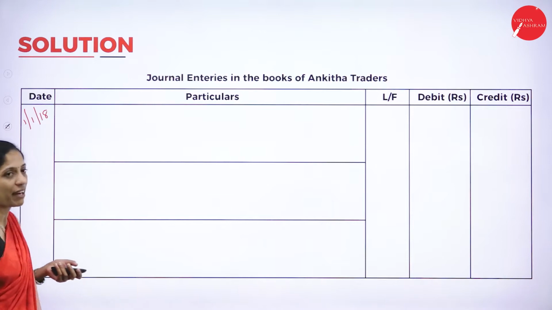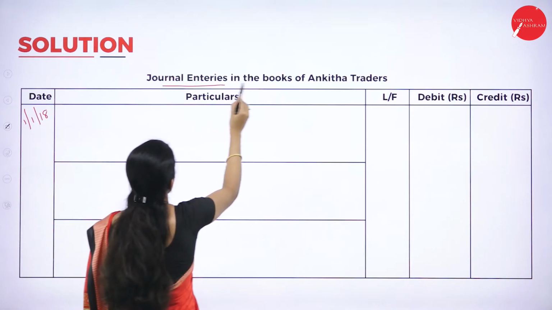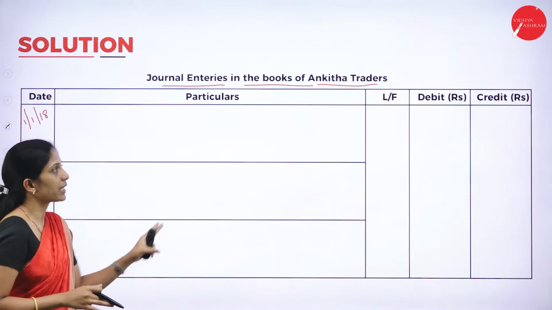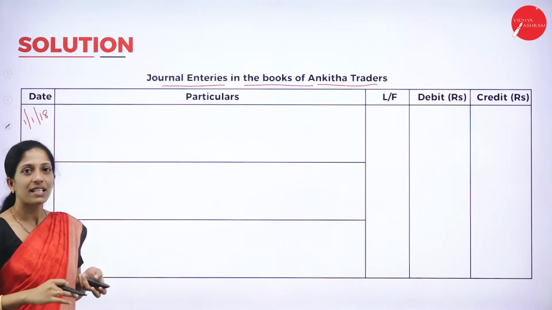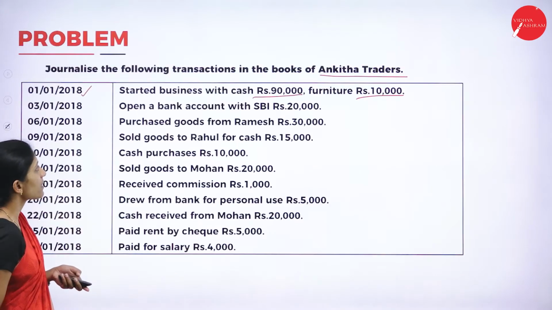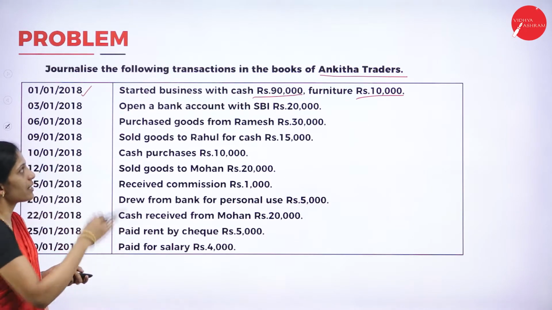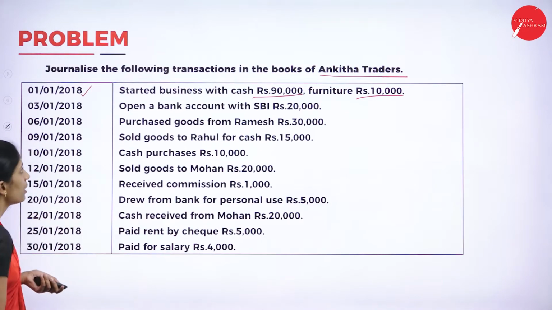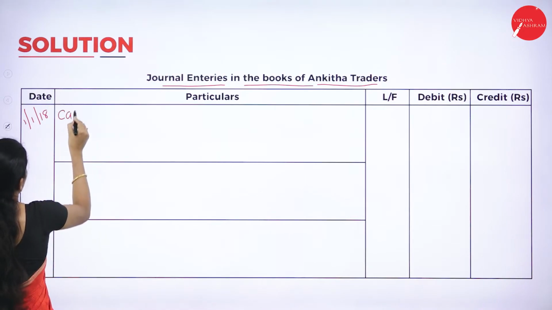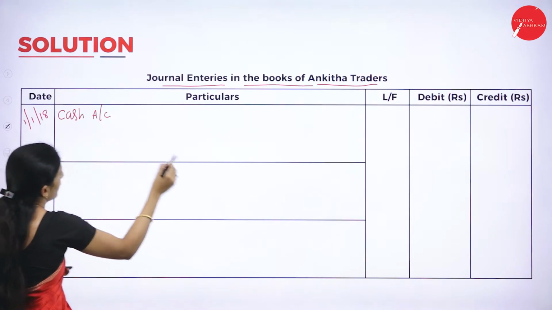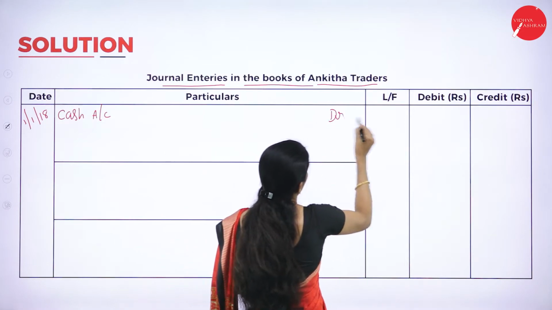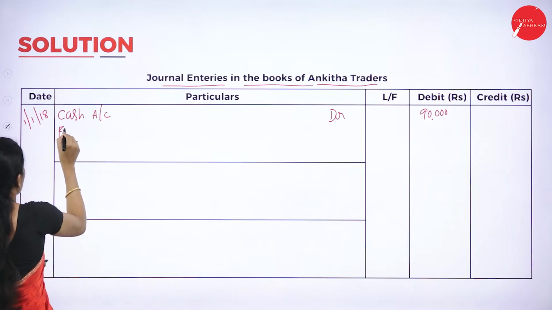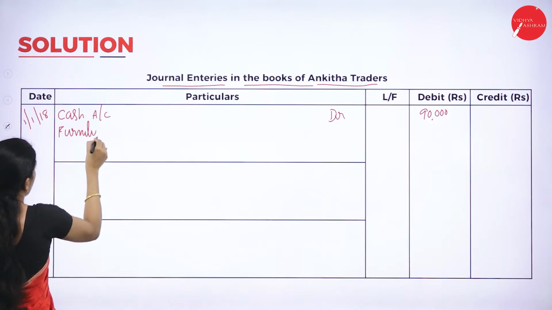Okay. So, how to record? Before that, you have to write the heading: journal entries in the books of Ankita Traders. You know the format: date, particulars, ledger folio, debit rupees and credit rupees. Now, what is the transaction? 1/1/2018 started business with cash 90,000 and furniture 10,000. So, what is the journal entry? Cash account debit, 90,000 in the debit side, and we have furniture. So, furniture account debit.